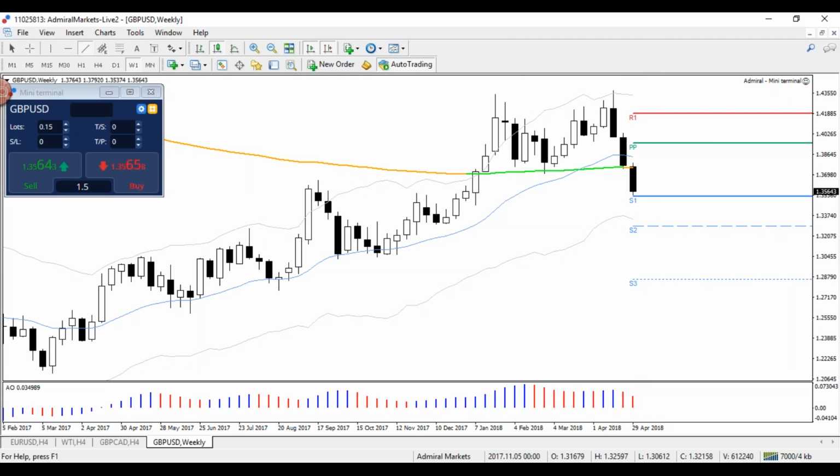Just not sure whether there could be first some correction taking place. That could take price back to the weekly pivot point, but that I think is a good chance that could be a turning spot for indeed a move down to S2, probably S3.